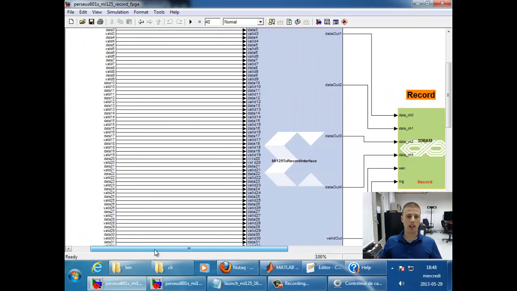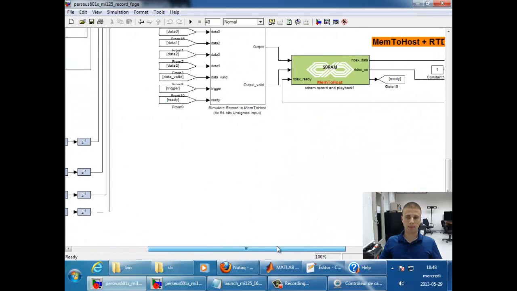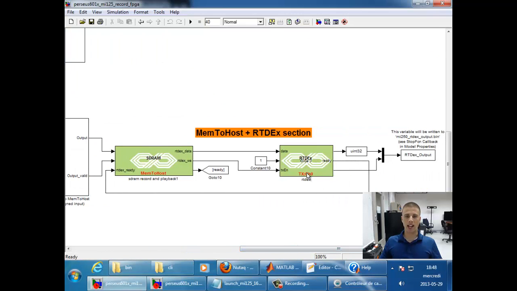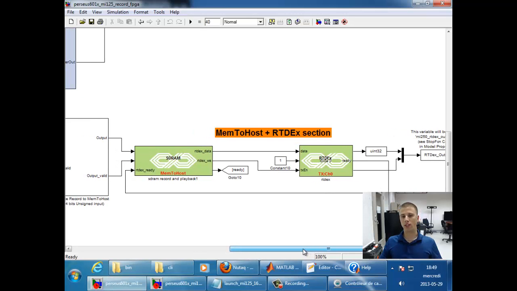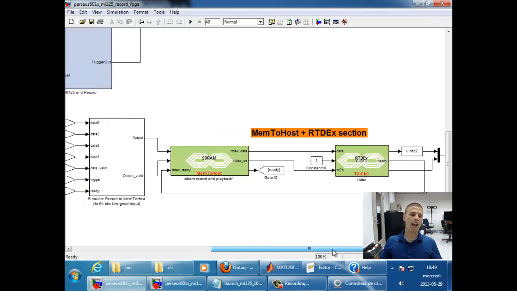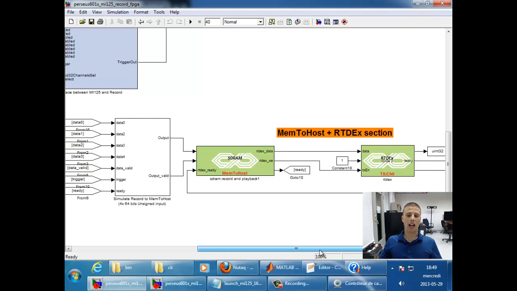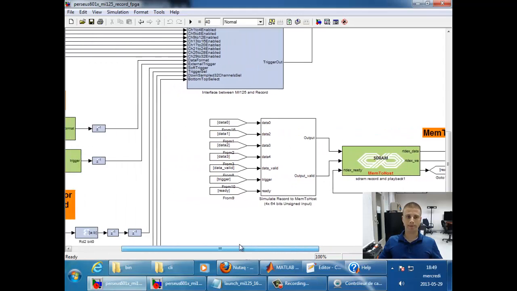After the recording is completed, the SDRAM mem2host block as well as the RTDEx gigabit Ethernet blocks are going to be used to transfer the recorded data from the system to an external host using gigabit Ethernet, and that way we're going to be able to look at the data in MATLAB from an external host.